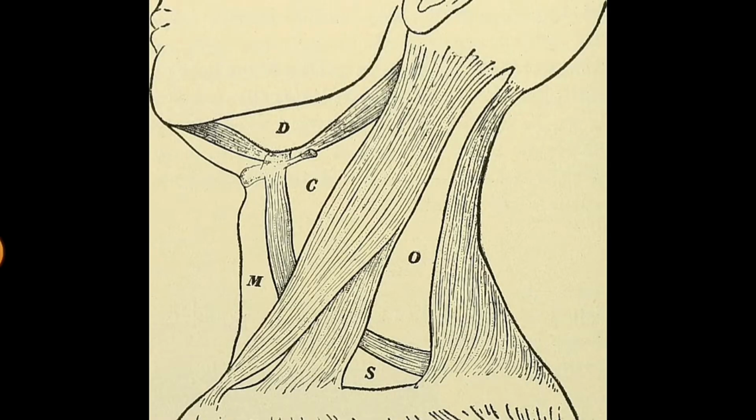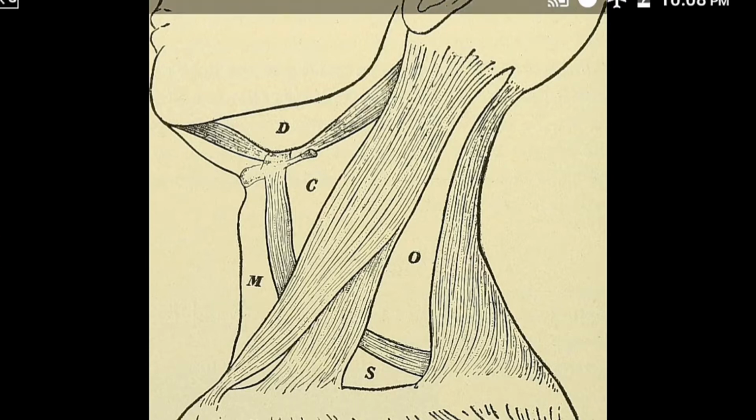Hello guys, today we are going to talk about the triangles of the neck. So basically we have two triangles of the neck. They are the anterior triangle of the neck and the posterior triangle of the neck. And there are some muscles present, and these muscles form the triangles of the neck.